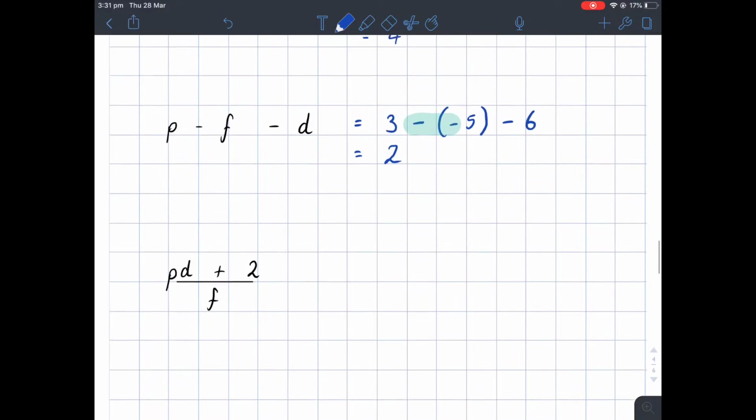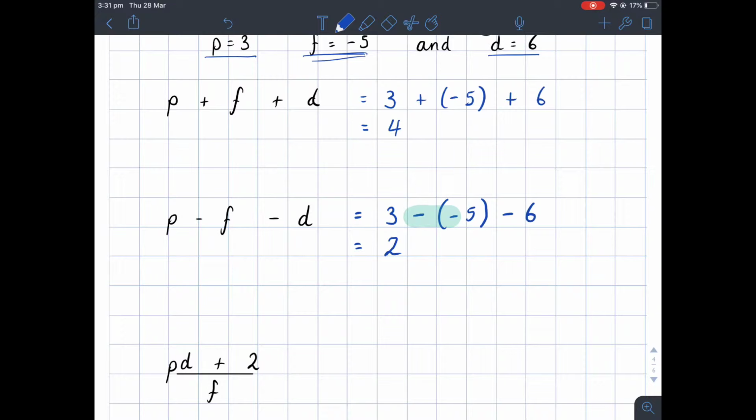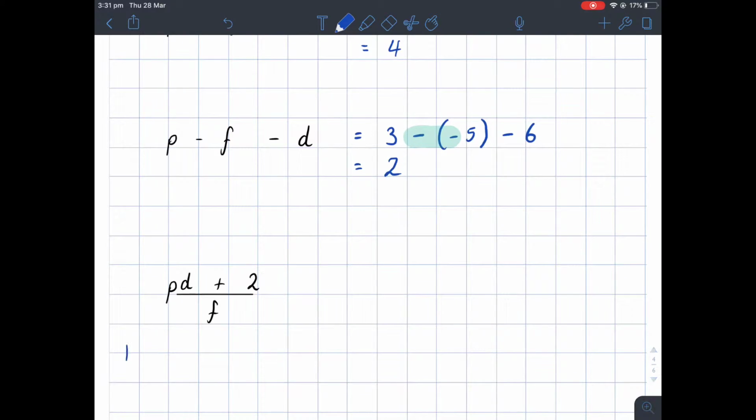A little bit of a fraction thrown in on this occasion. So we've got pd plus 2 over f. So just a reminder of our variables, p is equal to 3, f equals -5, and d is equal to 6. So when we look at evaluating this here, now pd, we've got two letters next to each other, that means we're multiplying them together. So p times d, so that would be 3 times 6, and then plus 2, and that is all over f, which f is -5, and again I'll put that in brackets because it's a negative.